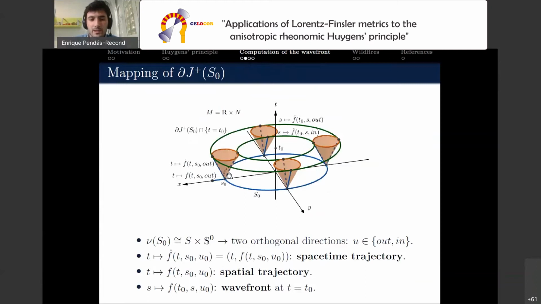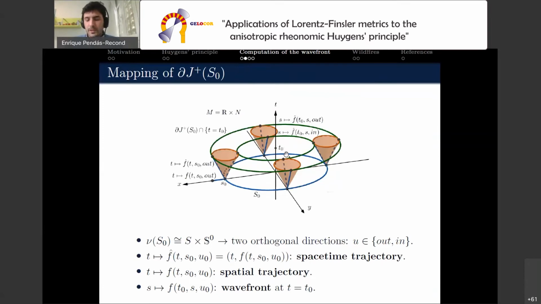What the wave map does is mapping this boundary. For example, in this case, S0 is a hypersurface of N. So we have this situation. There are only two light-like orthogonal directions, one going outwards and the other going inwards. I'm fixing a point in the initial wavefront and a direction. Then this curve of parameter t represents a space-time trajectory of the wave. Its projection represents a spatial trajectory of the wave.